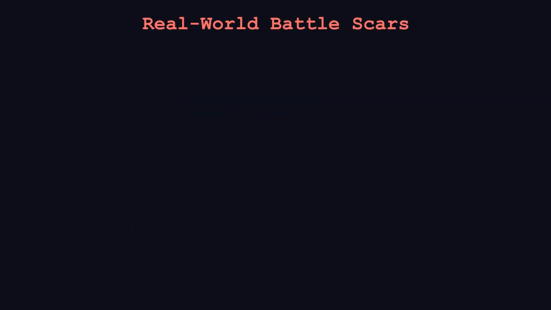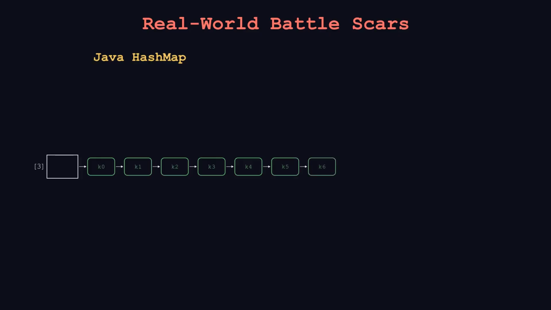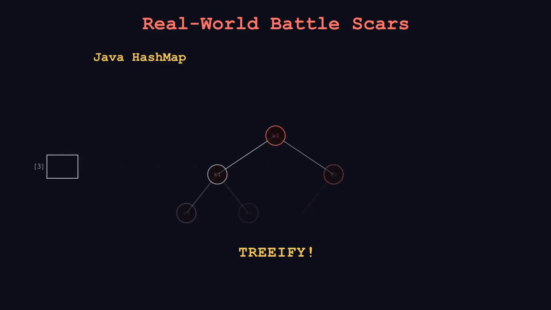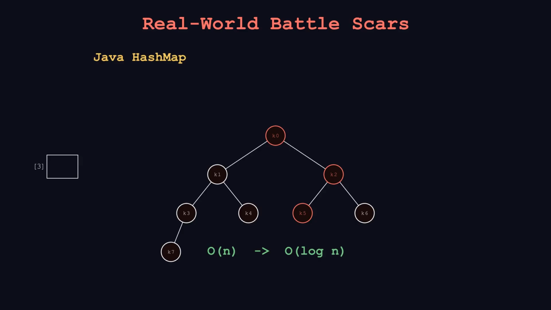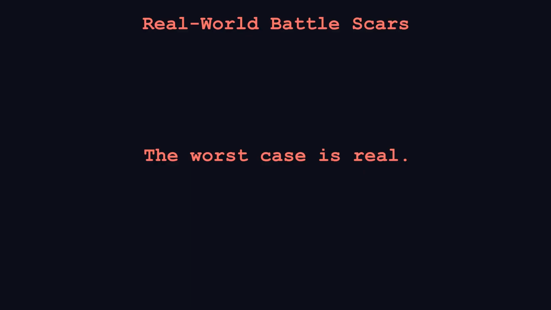Real hash maps carry battle scars you won't find in textbooks. Take Java. Once the table is large enough, when a bucket's chain grows to 8 nodes, the hash map quietly converts that linked list into a balanced red-black tree. Lookups go from O of n to O of log n. Under normal conditions, this almost never triggers. The probability is vanishingly small. It's armor against worst-case scenarios, and the worst case is real.